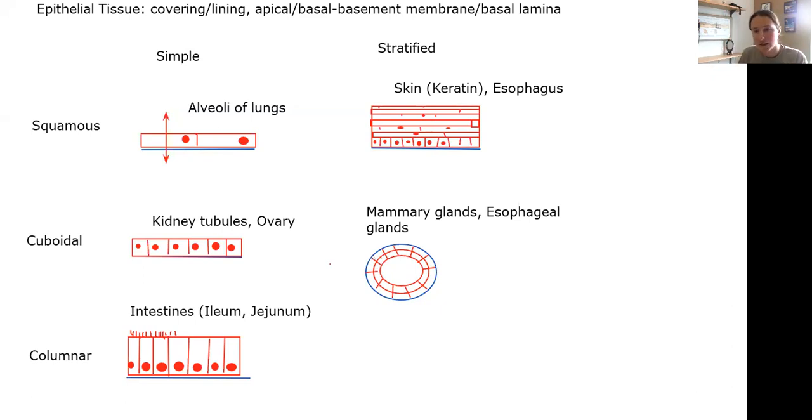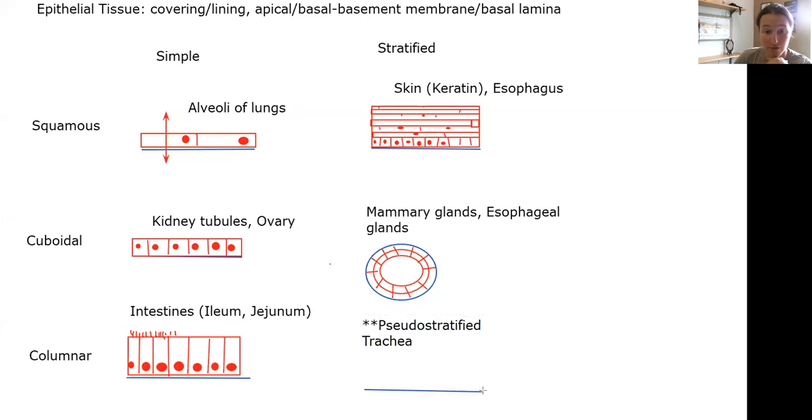Finally, stratified columnar doesn't technically exist, but what does exist is pseudo-stratified columnar epithelial tissue. And so this is found in places like the trachea. Okay. Yeah, so just in the trachea. So what is the difference between pseudostratified and stratified?